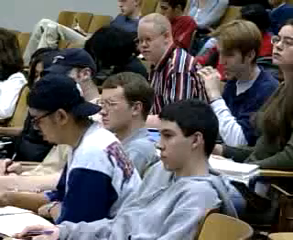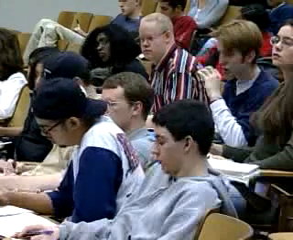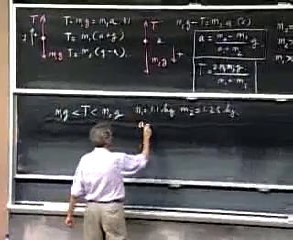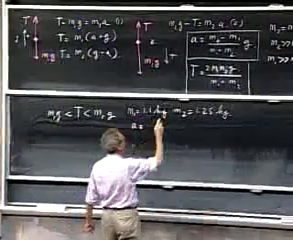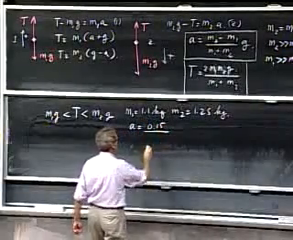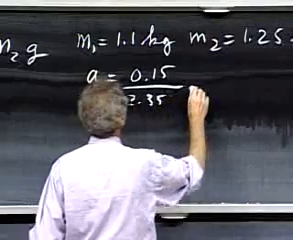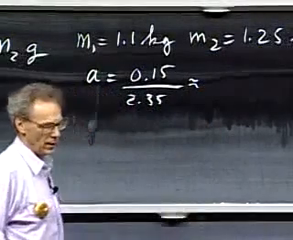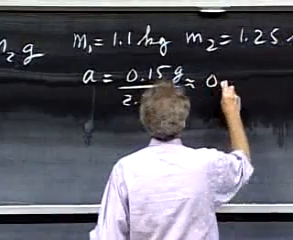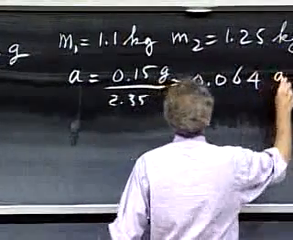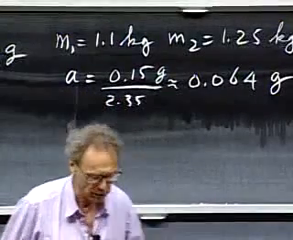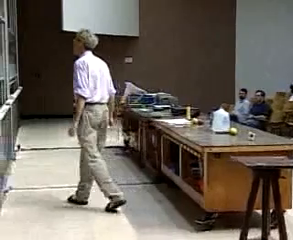Frictionless system, and the string has a negligible mass. What is the acceleration, A, of the system? I get m2 minus m1, that is 0.15, divided by the sum, which is 2.35, and that is approximately 0.064 g. It's about 1/16 of the gravitational acceleration. So it's a very modest acceleration.